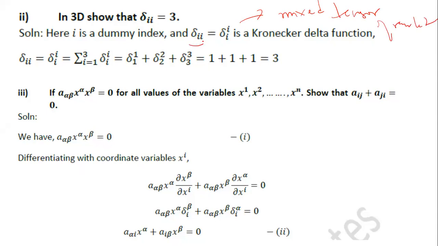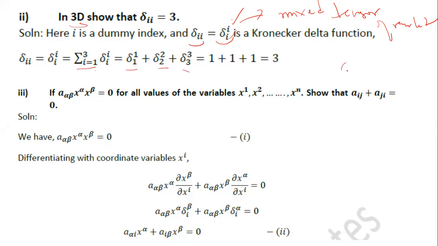So instead of writing delta i i, let me write delta with i in the superscript and i in the subscript, because we know that this is a mixed tensor of rank 2. Also we know that i is a repeated index. If i is a repeated index, that means there is a summation over that index. In 3 dimensions, the summation will have to be from i equal to 1 to 3. i equal to 1 for one dimension, i equal to 2 for another dimension, i equal to 3 for another dimension. So now you just write i equal to 1.